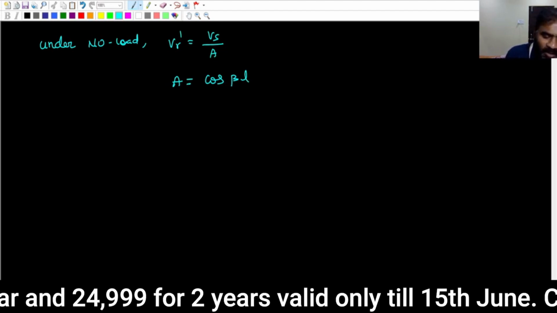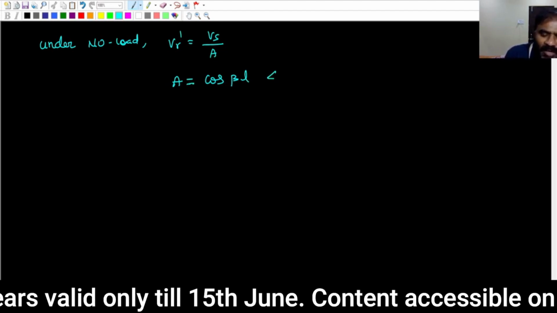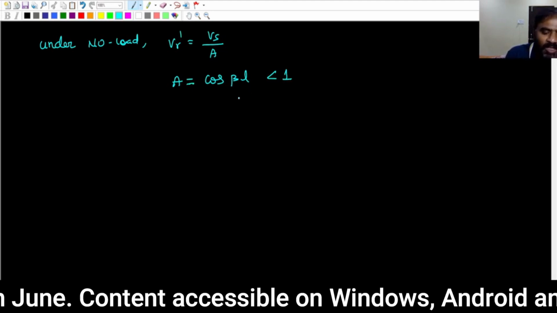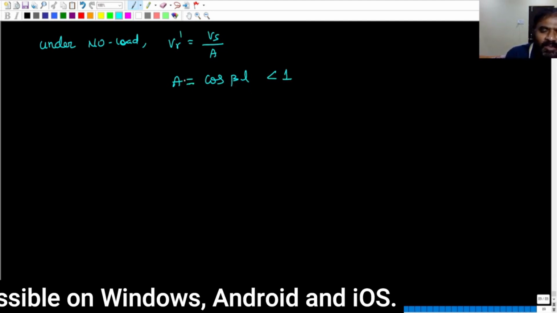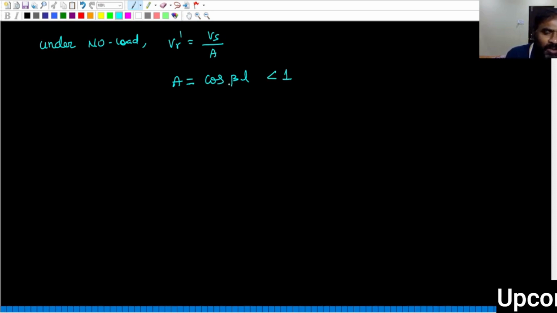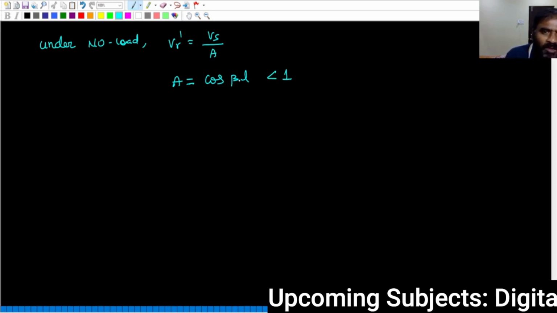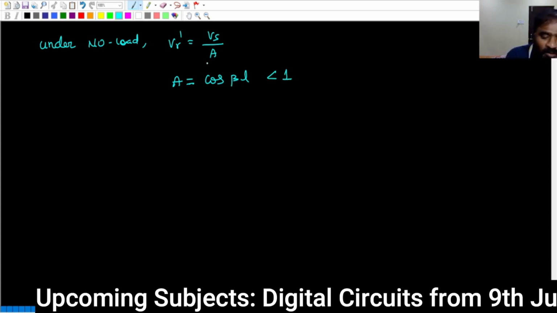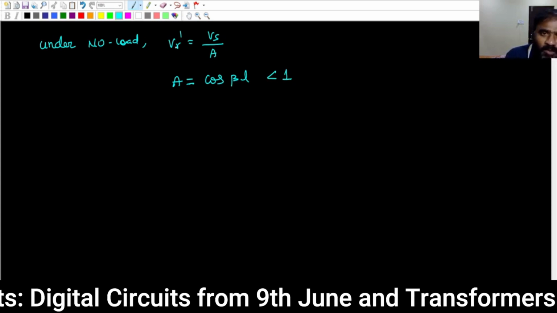Clear? Understand? But generally A is less than 1. Cos of any value except 0 will be less than 1. Okay? Clear? Cos 0 is 1, I'm sorry. Cos 90 is 0. Means A becomes 0. Means VR dash becomes what?